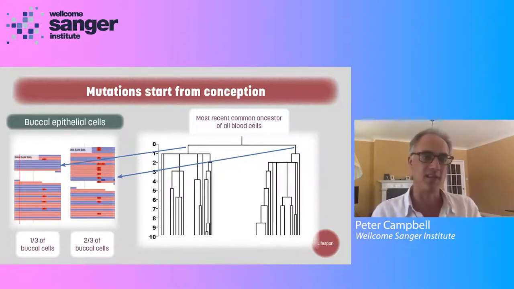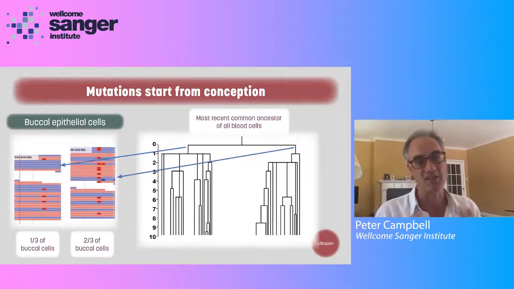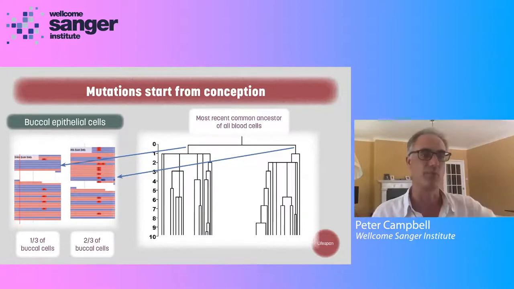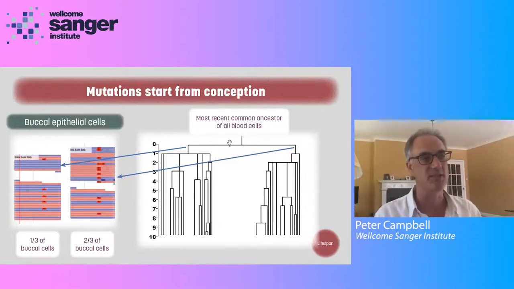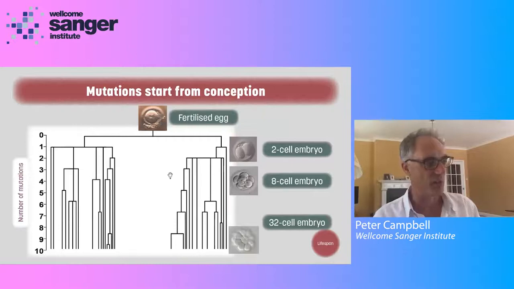Now, we know that blood derives from mesoderm, whereas buccal epithelium derives from ectoderm. So what that tells us is that the most recent common ancestor of both blood and buccal epithelial cells must have predated gastrulation. And in fact, we think that this is probably the fertilized egg, this most recent common ancestor, and therefore this cell division here represents the first cell division of the zygote, and these further branches down here must represent further stages of cell division of the embryo.